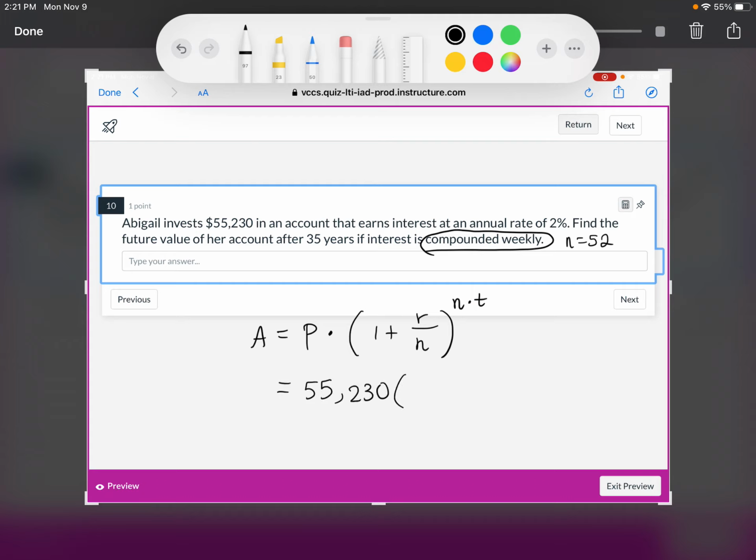55,230 is how much she has. We're doing 1 plus the rate, which is 0.02. N is 52. We're raising that to 52 times t. How many years is she doing this investment? 35 years. So she is hoping that money grows.